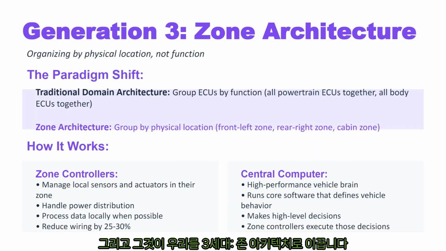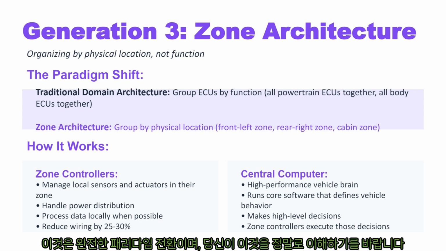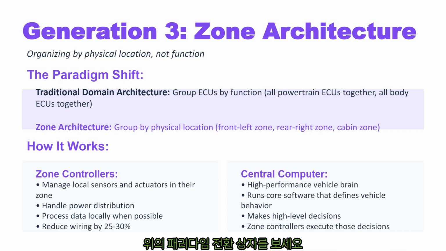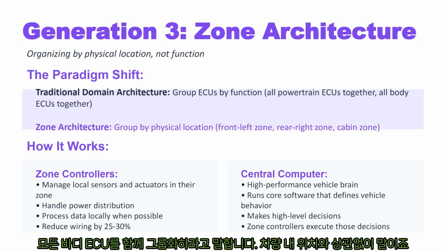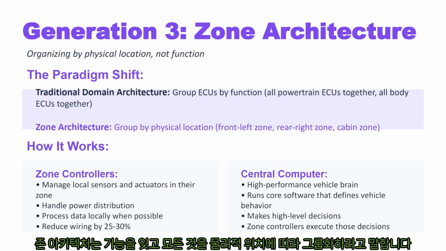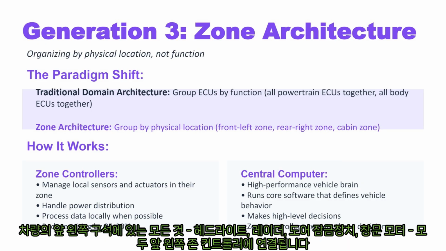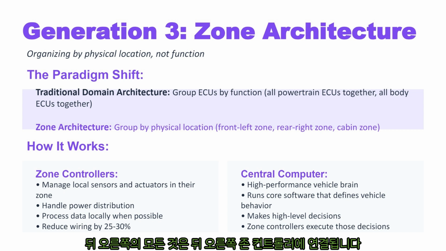And that brings us to Generation 3 zone architecture. This is a complete paradigm shift, and I want you to really understand this. Look at the paradigm shift box at the top. Traditional domain architecture says group all the powertrain ECUs together, all the body ECUs together, regardless of where they are in the vehicle. Zone architecture says forget about function. Group everything by physical location. Everything in the front left corner of the vehicle, headlights, radar, door locks, window motors, all connects to the front left zone controller. Everything in the rear right connects to the rear right zone controller.